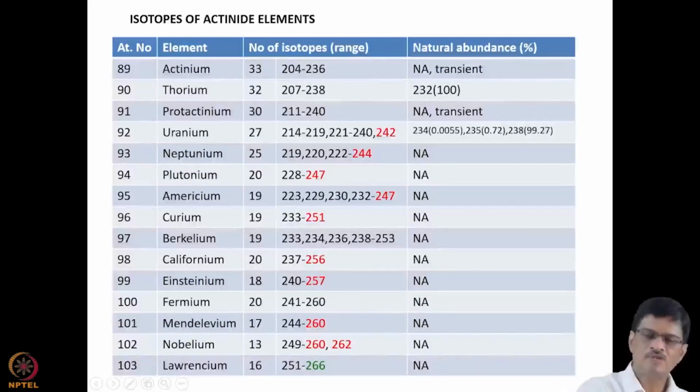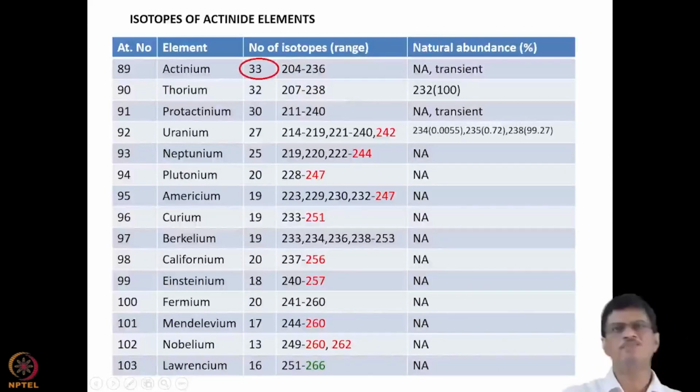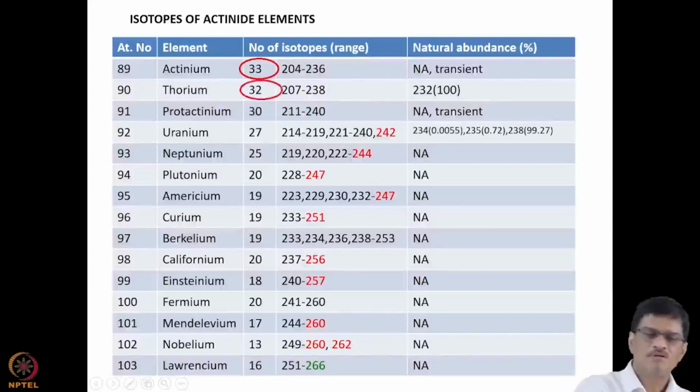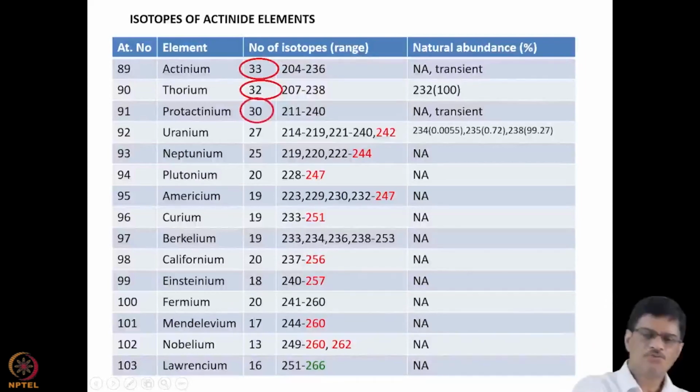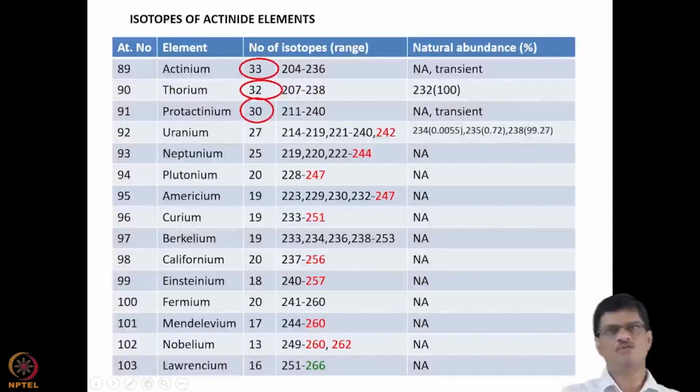You see, there are nearly 33 isotopes of actinium, starting from actinium-204 to actinium-236, and mostly these are transient. They are not very stable isotopes. For thorium, there are 32 isotopes, starting from thorium-207 to thorium-238, and the naturally occurring isotope, of course, is thorium-232 with 100% abundance. For protactinium, 30 isotopes are there, starting from 211 to 240. Again, many of these are transient.